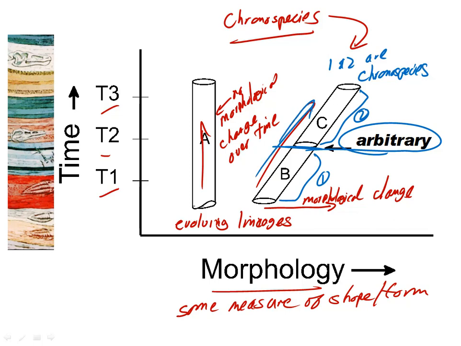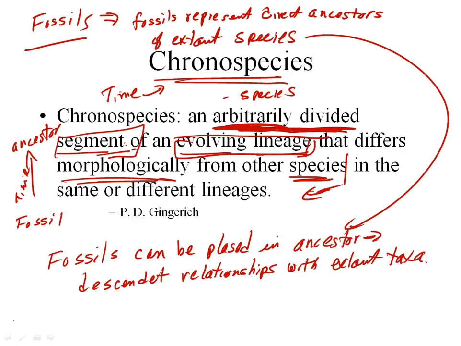There's that evolving lineage that goes from B to C. There it's evolving because the morphology has changed, and they are morphologically distinct from each other. B is distinct from C, and B and C are distinct from A. So that was that last part of the definition. Let's jump back to morphologically distinct from other species in the same lineage. That's B from C. Or in different lineages, that is A versus B or C, morphologically distinct.